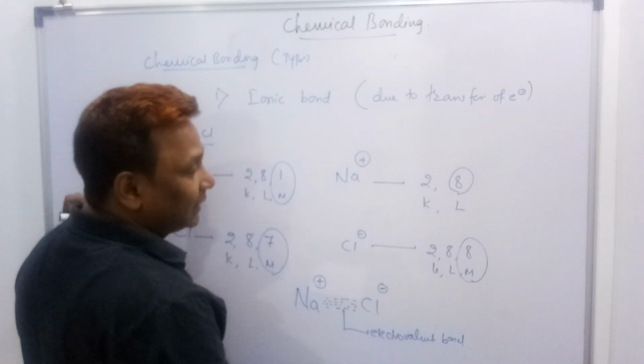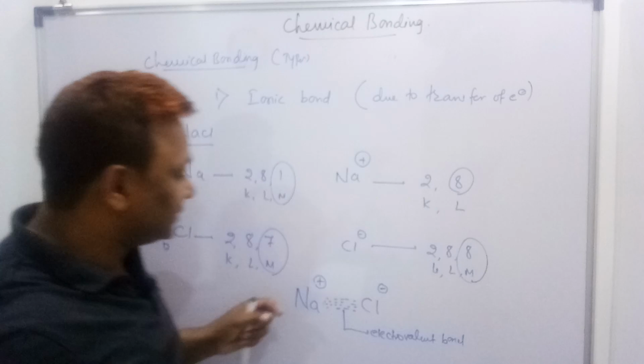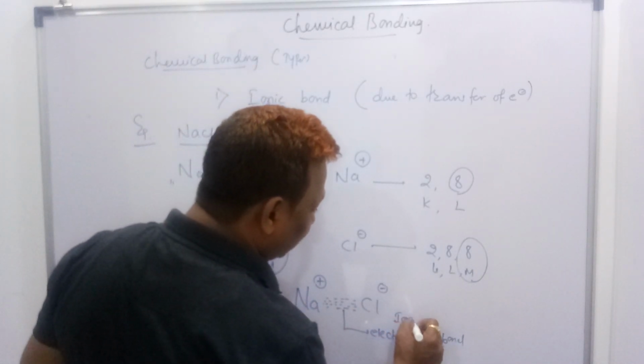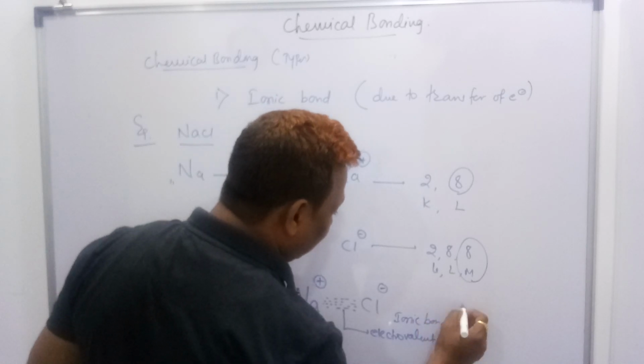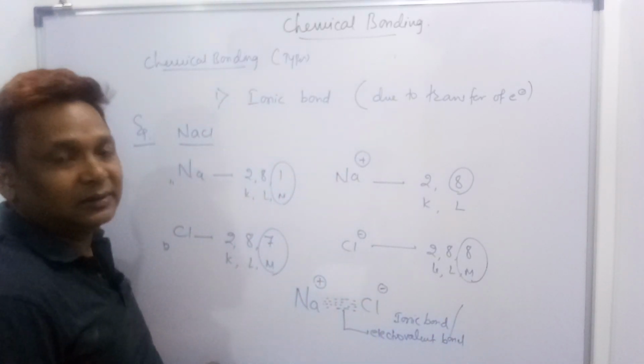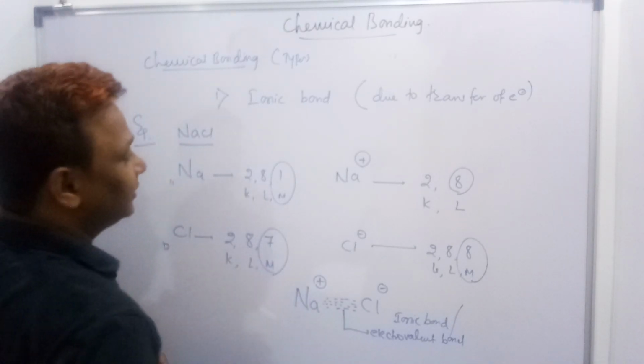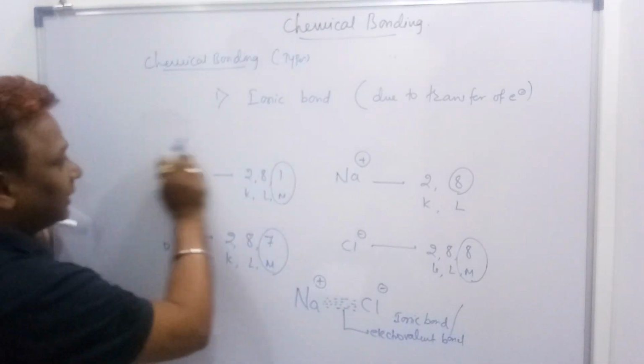It is about NaCl. In the same way, this NaCl electrovalent bond is also called an ionic bond because it is a bond formed due to what? Transfer of electron. The metal atom loses an electron and the non-metal atom gains one electron. So this is the formation of an ionic bond, which can be seen in NaCl.